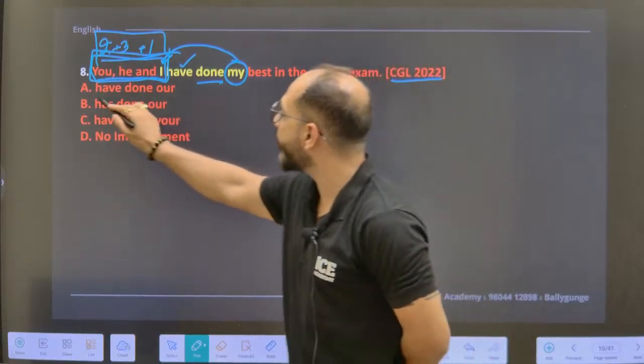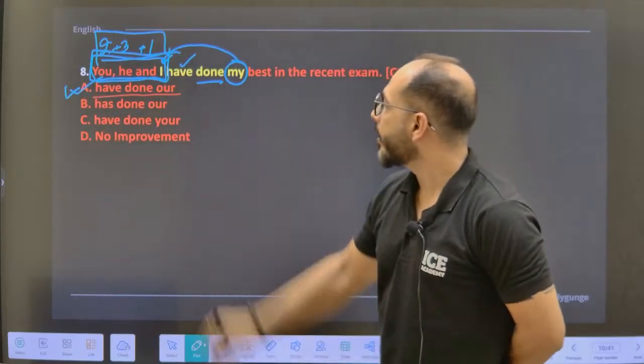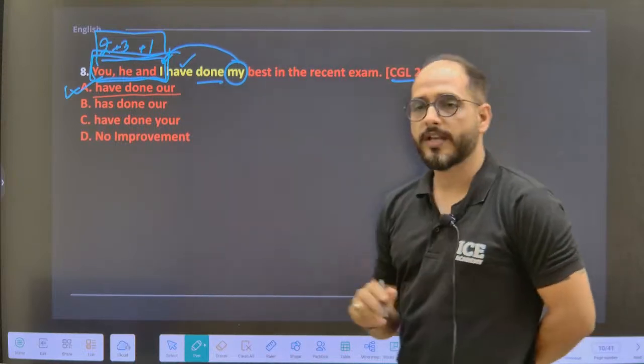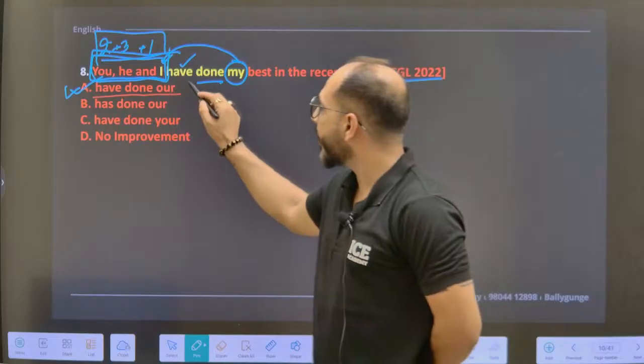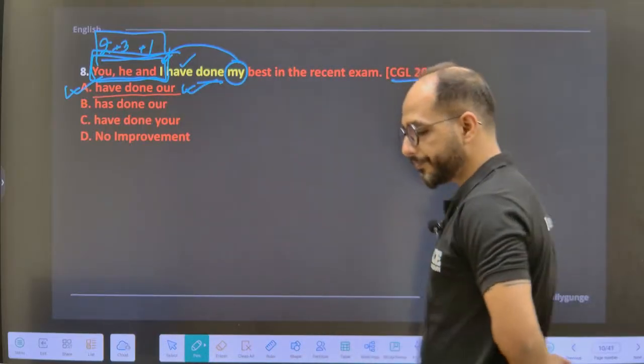It should be have done, our. It should be option number A. You, he and I have done our best in the recent exam. So option number A is your correct answer. Understood? Chalo.